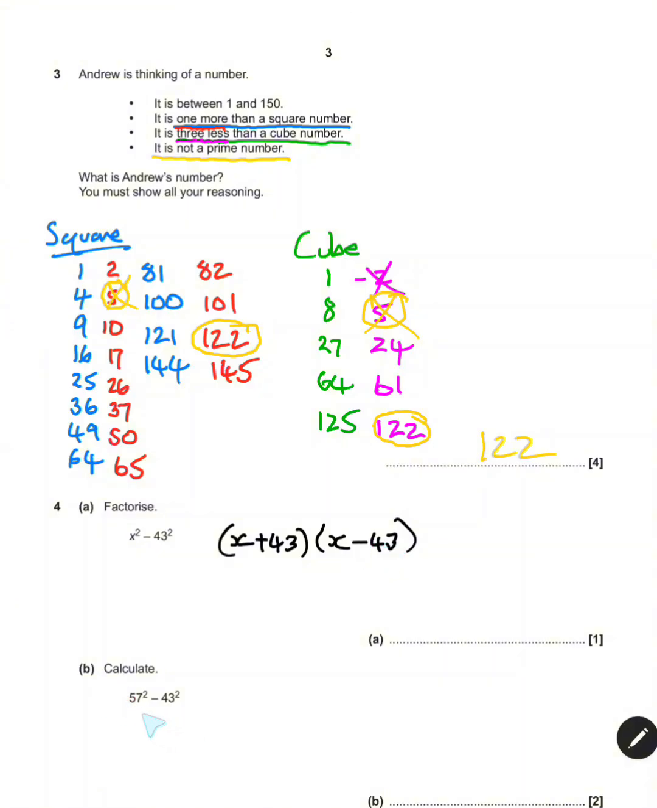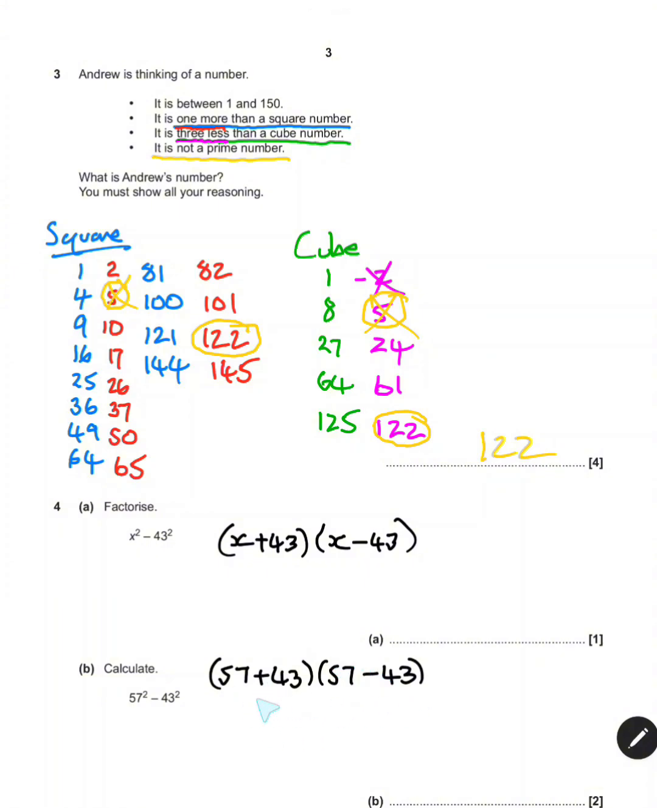Part B is exactly the same. We've got a square number, and a subtraction between them. So I'm going to follow the exact same skill. Take the square root of 57 squared. Take the square root of 43 squared. Put an addition between these and a subtraction between these. Just look up the difference of two squares if you're not sure what I'm doing here.